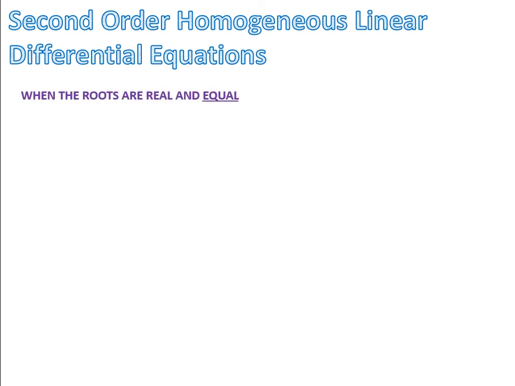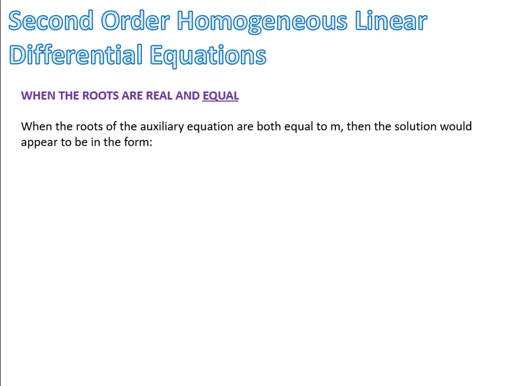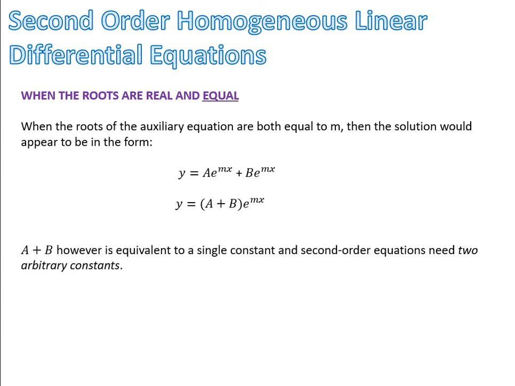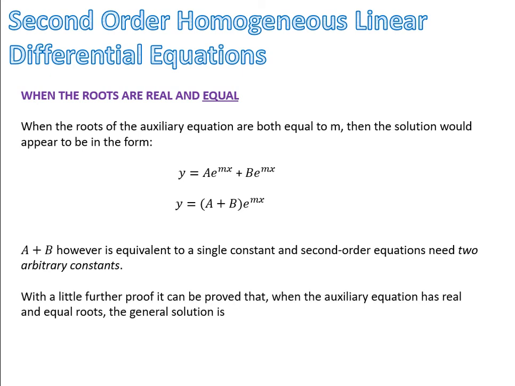that. When the roots are real and equal, though, it becomes slightly more complicated, because the problem basically is that when we go into the general solution, we'd have the same m values and nothing to distinguish them. In which case we'd have something like that. So a plus b is equivalent to a single constant, and as I said earlier, we need two arbitrary constants.